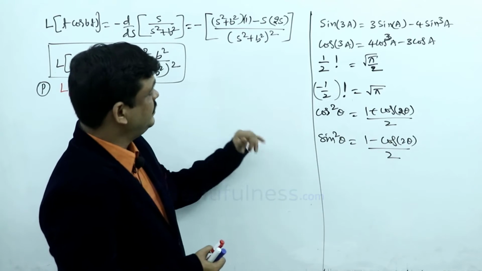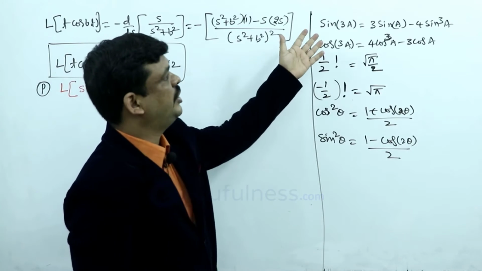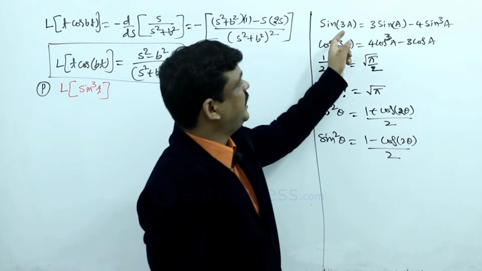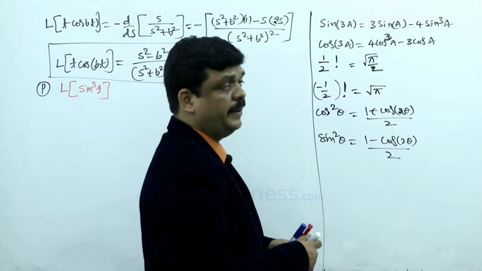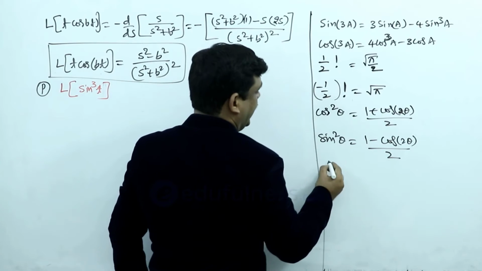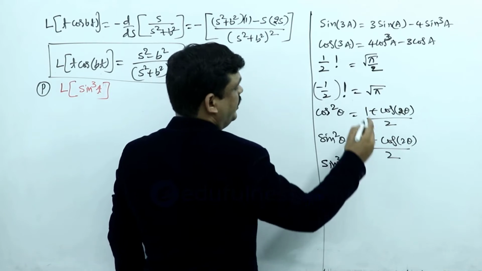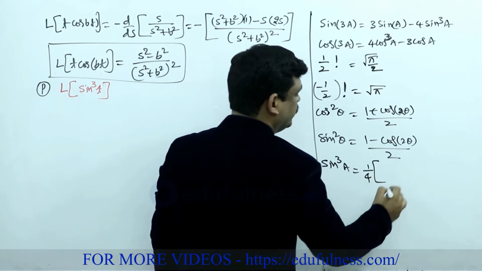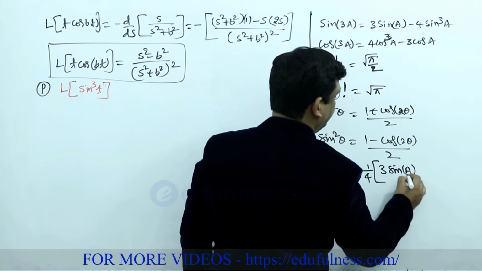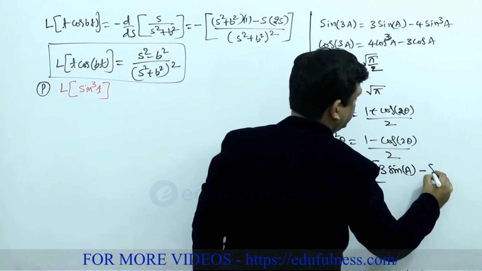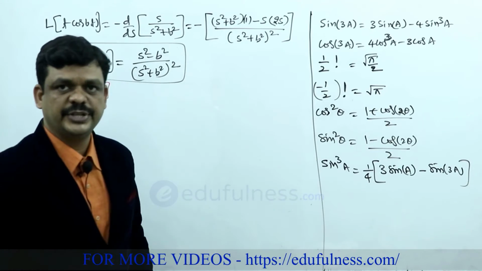Similarly, sometimes our expected equations are cubic equations like this. Whenever cubic equations are given, take this equation immediately. Sine 3a is 3 sin a minus 4 sin cube a. From that, I want to write sin cube a. Sin cube a becomes 1 by 4 into (3 sin a minus sin 3a). Later we have to apply the Laplace transform to this function.